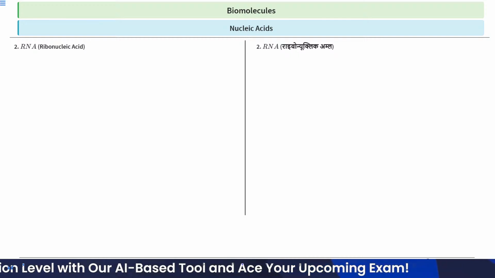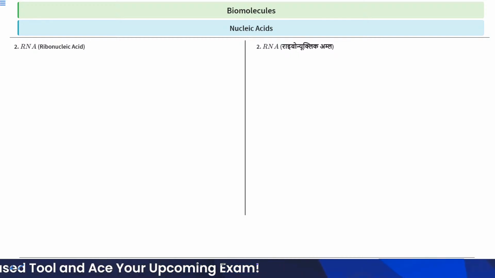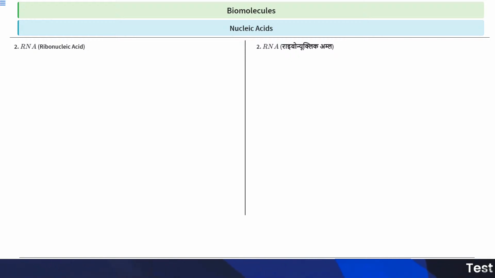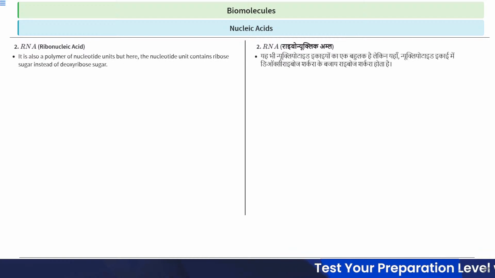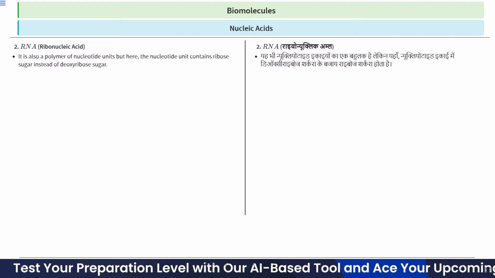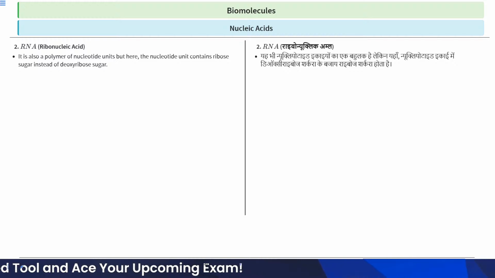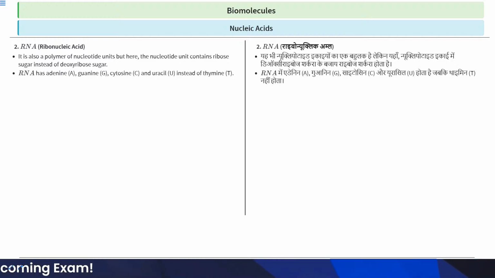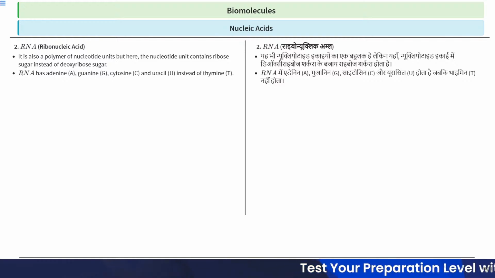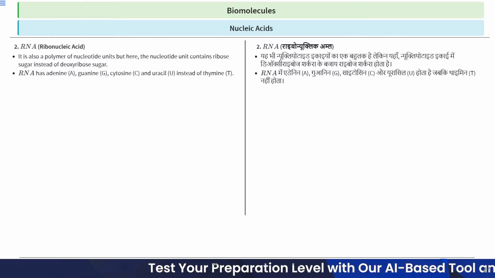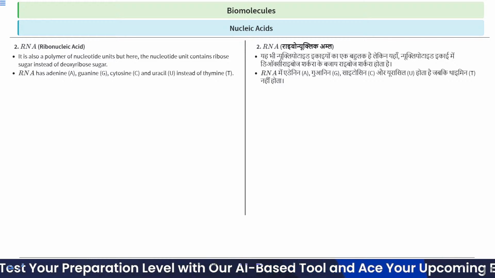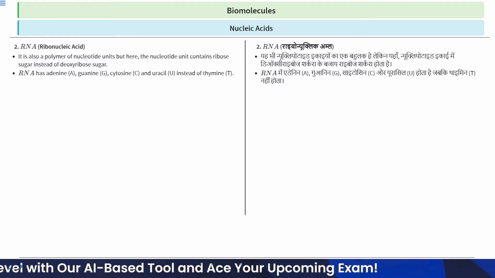The second nucleic acid is RNA, that is ribonucleic acid. It is also a polymer of nucleotide units, but here the nucleotide unit contains ribose sugar instead of deoxyribose. RNA has adenine, guanine, cytosine, and uracil instead of thymine. So in RNA, the uracil base is present instead of thymine, as thymine is present in the DNA along with adenine, guanine, and cytosine.